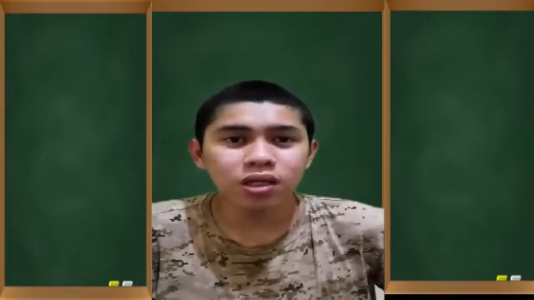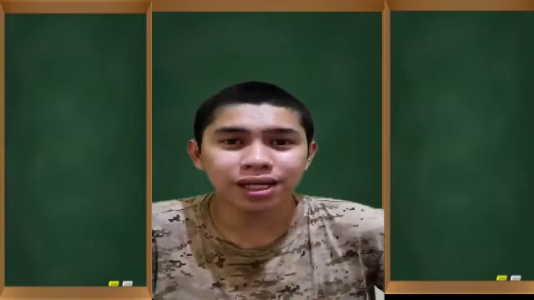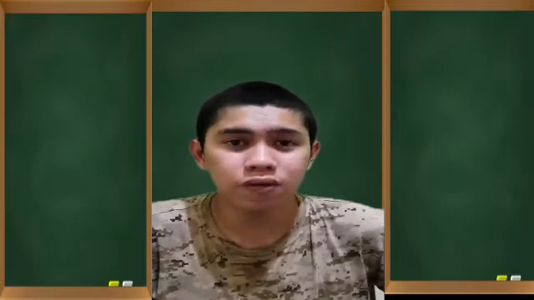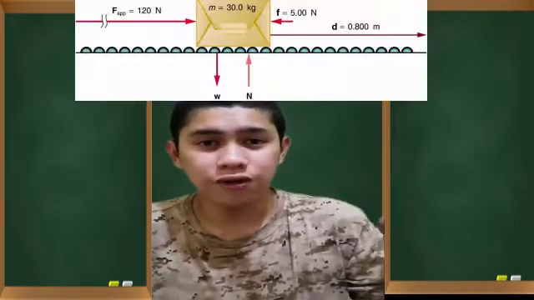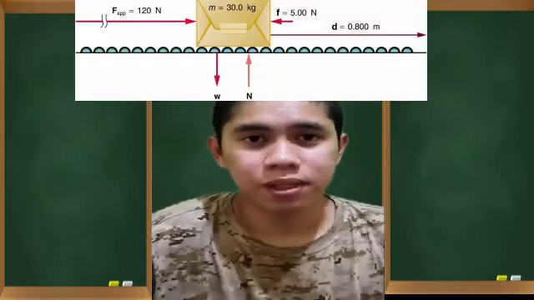Net work will be simpler to examine if we consider a one-dimensional situation where a force is used to accelerate an object in a direction parallel to its initial velocity. Such a situation occurs with the package on the roller belt conveyor system in this figure. Let us have a sample problem.